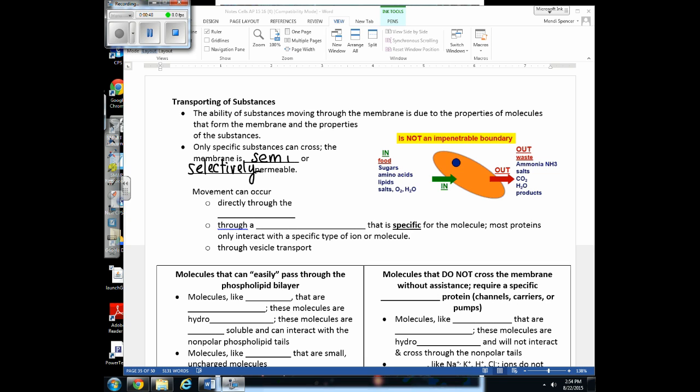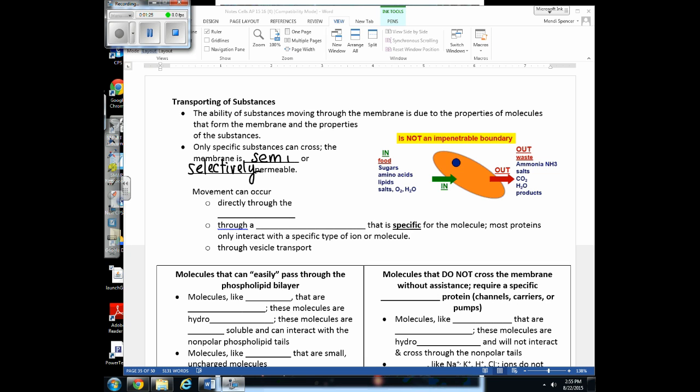Remember we said that the phospholipids have heads that are polar, they're hydrophilic, they'll interact with other polar molecules like water, and then we have those nonpolar tails, they're hydrophobic. The tails of the phospholipids are going to interact with other nonpolar molecules or hydrophobic molecules and are not going to interact with polar molecules. So it's really the properties of these molecules that make up the plasma membrane that are responsible for this semi-permeable or selectively permeable nature of the plasma membrane.